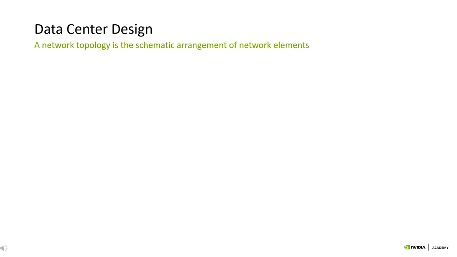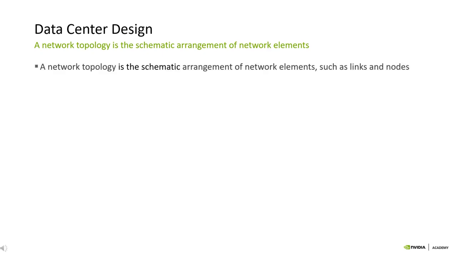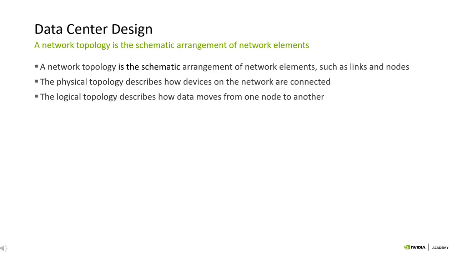One important design aspect is the network layout or topology. A network topology is the schematic arrangement of elements, such as links and nodes, which ultimately constitutes the structure of the network. It describes not just how devices on the network are connected, but also how data moves from one node to another. The following are key considerations when choosing a network topology.